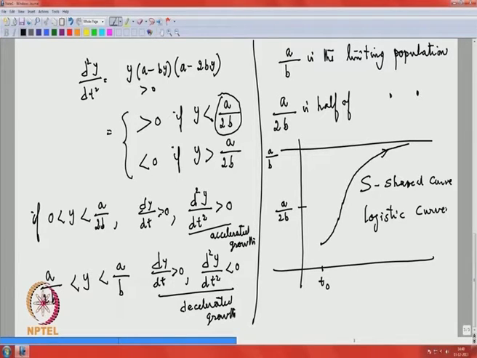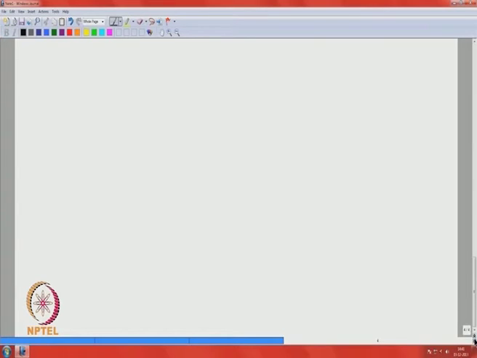You see, this is more or less a complete analysis of this problem, the case 1 where y naught is between 0 and A by B. If it starts immediately, the population does not grow much; the growth will be decelerated. What will happen if your initial population itself is huge? What is the analysis? That is an exercise for you. So, here is a final exercise in this problem.